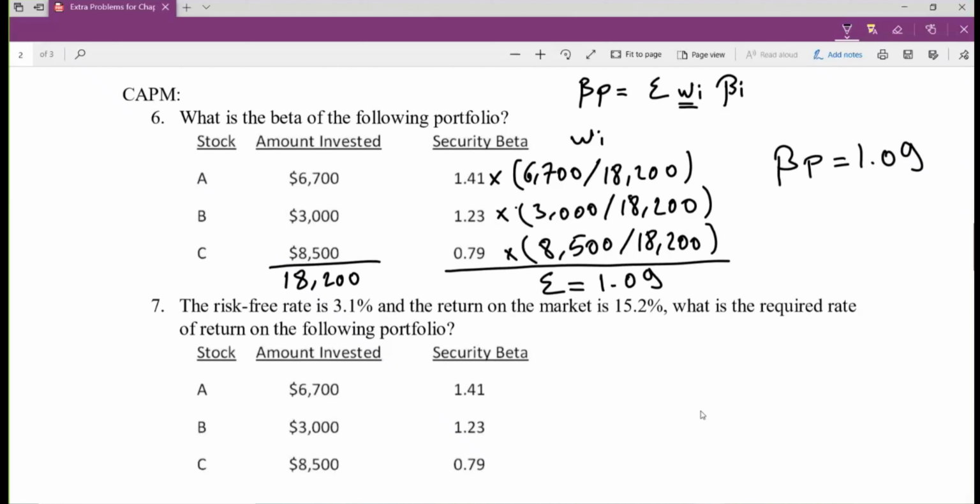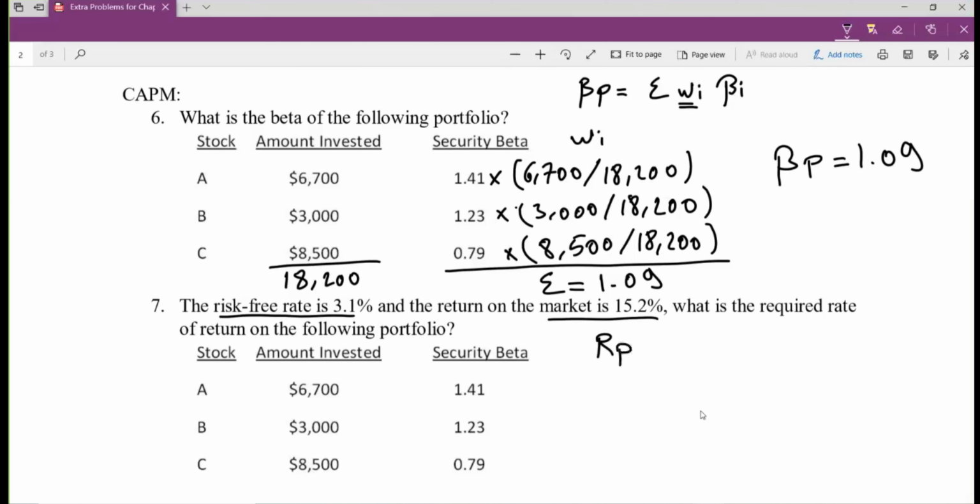Now I move to problem number 7, where I mainly have the same given. So this is an extension of problem 6. Here I have the risk-free rate is 3.1%. The market return is 15.2%. I need to compute the required rate of return on the following portfolio, which is the same portfolio as in problem 6.